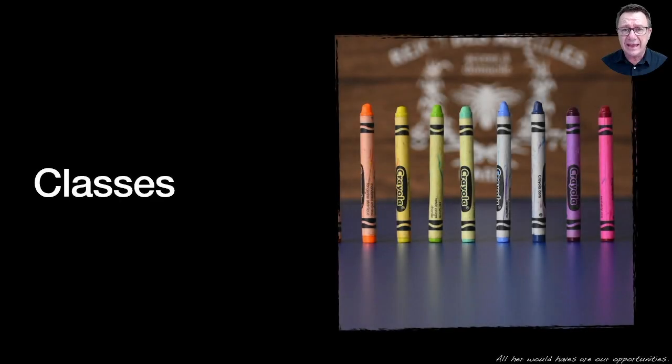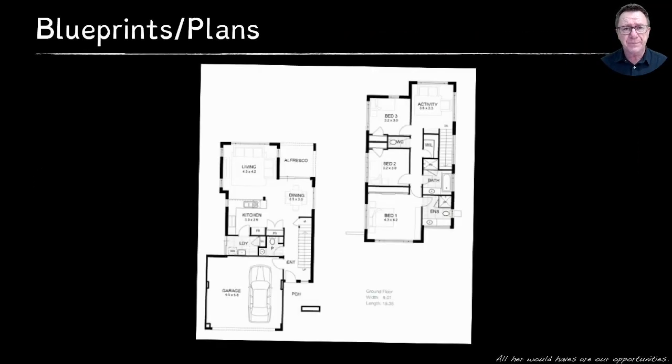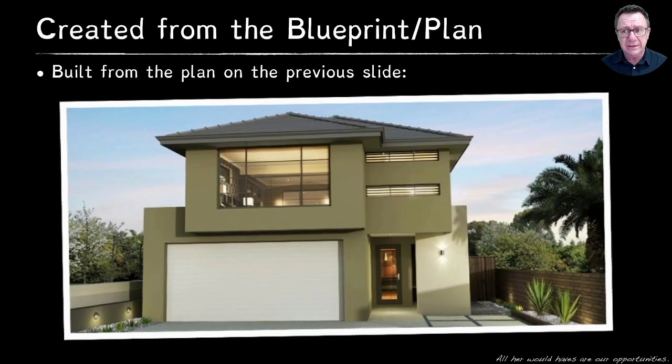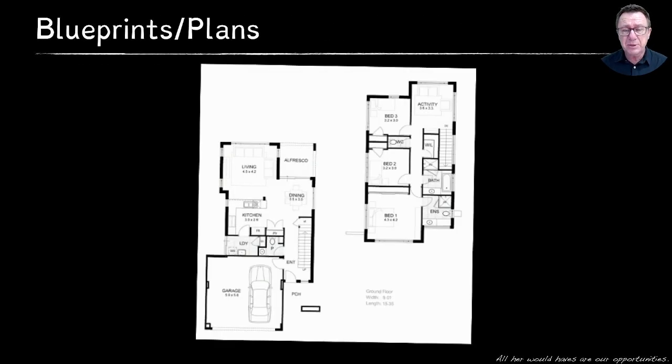Let's have a look at classes and what they are. So what do we have here? Well, looking at it, we've got a plan. It's a blueprint. It's an architectural drawing. There's lots of things that you can say about it, but it is the blueprint for a house. And this here is the house that was built from this set of plans.